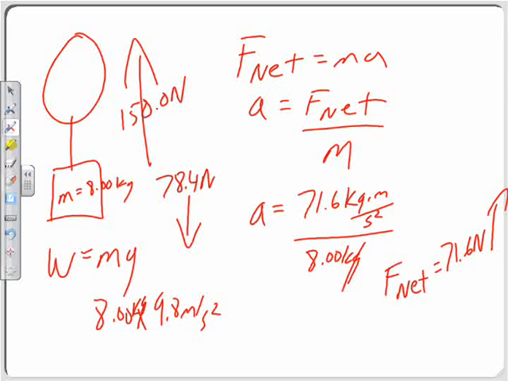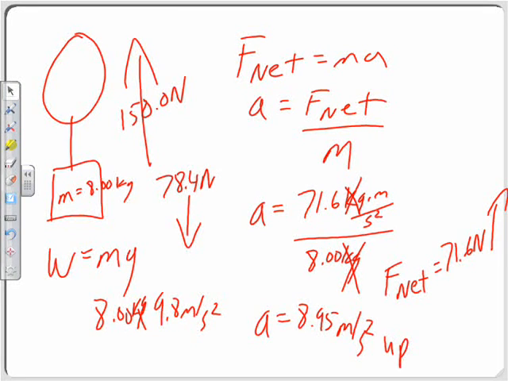Divided by mass. The mass of our object, 8 kilograms. Now you can see that the kilograms cancel. Let's go ahead and divide that out. When we do, we get an acceleration of 8.95 meters per second squared. And a good thing to add to this would be up, where this is accelerating upward. Our balloon is going upward.